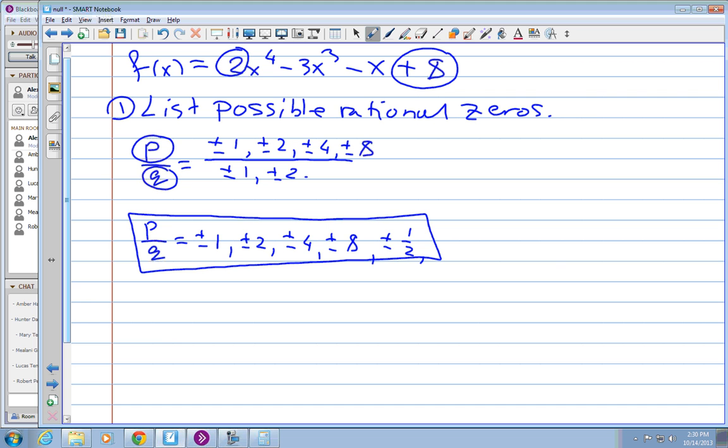There's also a way to test -1. It's a little trickier. Synthetic division is basically the same thing as just plugging it in, if you have easy numbers. But when you plug in fractions like 1/2, you have to raise it to the power 4, and that's hard. Synthetic division is always easy, regardless of how big the problem is.